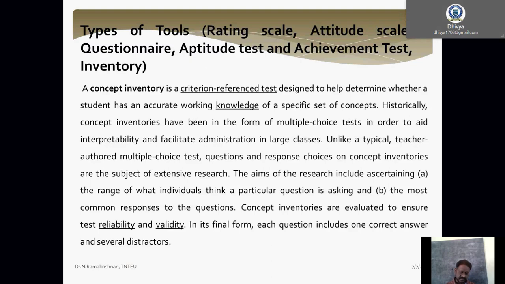For example, if you ask a question, which is the capital of India? Delhi, Mumbai, Calcutta, Chennai, Madras, you will be finding it a little bit difficult. But if I ask what is the capital of India, Delhi, Madurai, Coimbatore, like that, very easily you will put Delhi, because you know very well, because the other answers are not distracting you, not disturbing you. That type of distractors should be given in a multiple choice item.